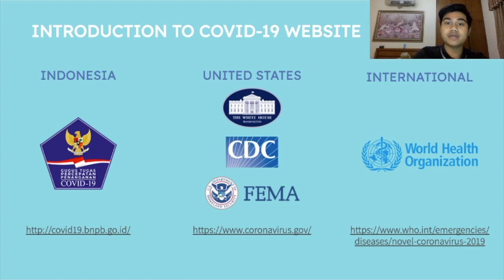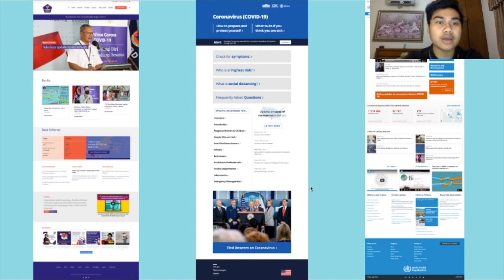Okay, the next website is from the United States. For the United States, they have the CDC or the FEMA organization. The website is www.coronavirus.gov. Okay, for the international website, we have the World Health Organization. The web address is www.who.int/emergency/disease/novel-coronavirus-2019.